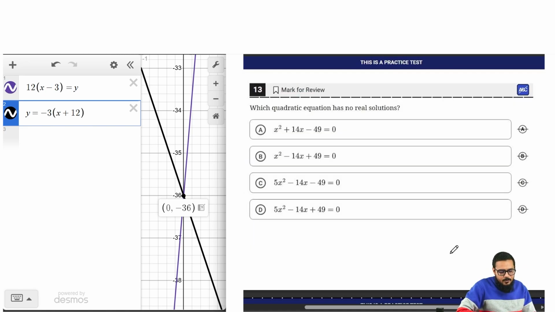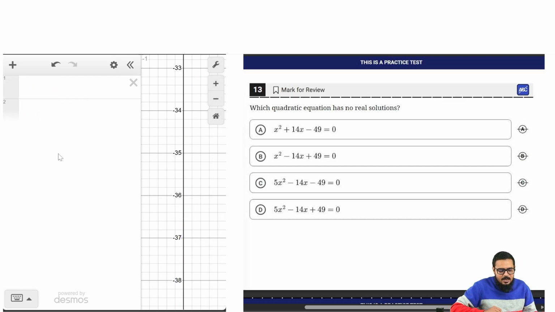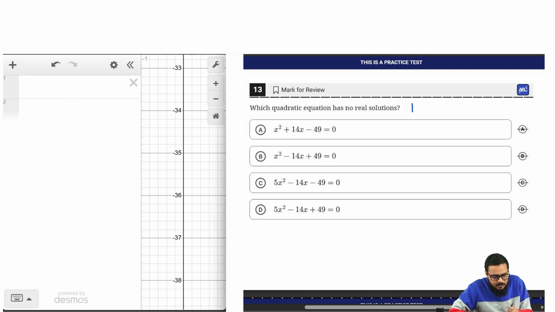So which quadratic equation has no real solutions? I think that's a question on discriminant. I think the easier approach would be to do this on Desmos. But it's pretty much a question on b squared minus 4ac. If you want to do this question manually or using a scientific calculator, you're going to find out the discriminant value for every single answer option.